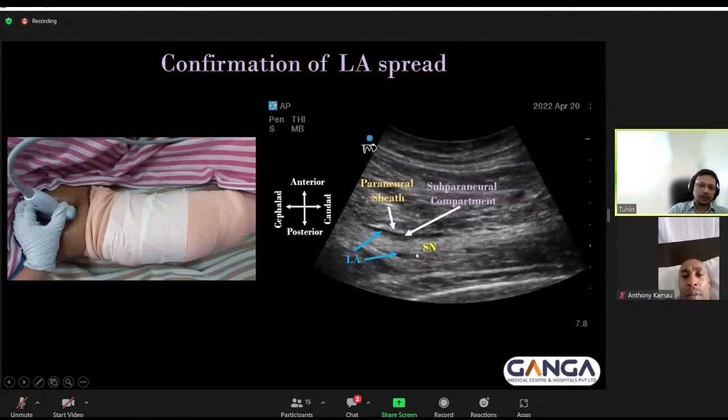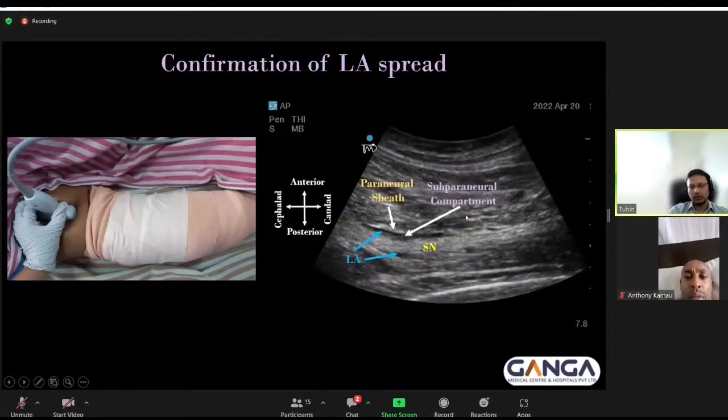So after performing the block, if you scan longitudinally, the sciatic nerve will appear as a cable-like structure, and the local anesthetic will be seen on both sides, the anterior and the posterior side of the sciatic nerve, inside the paraneural compartment. And in this longitudinal view also, you can perform the block with the needle entry either from cephalad to caudal or in caudal to cephalad direction.